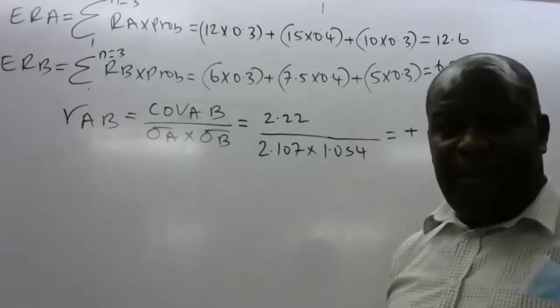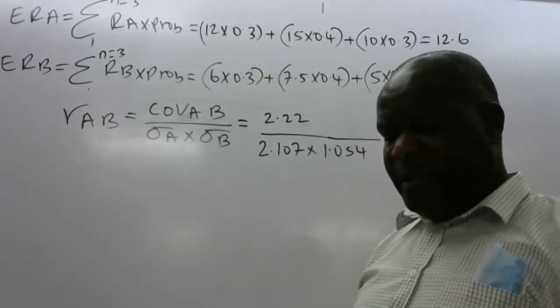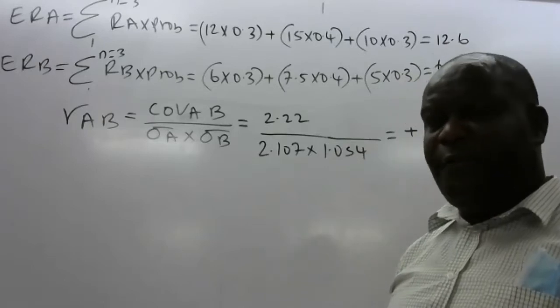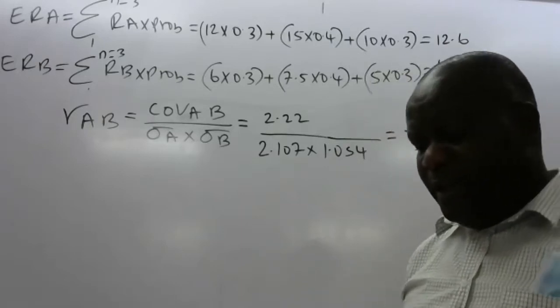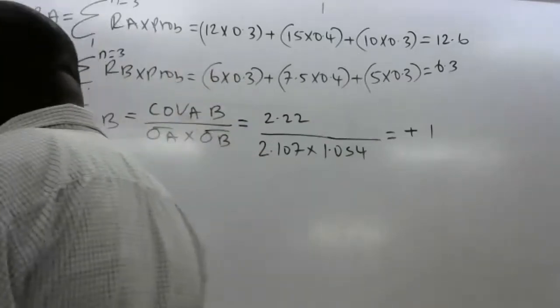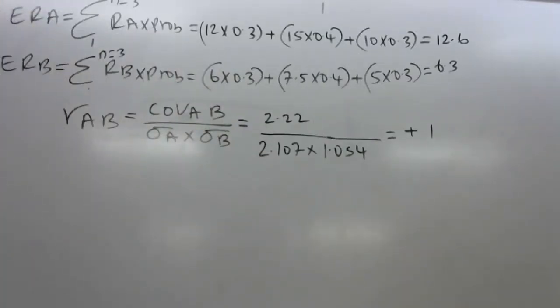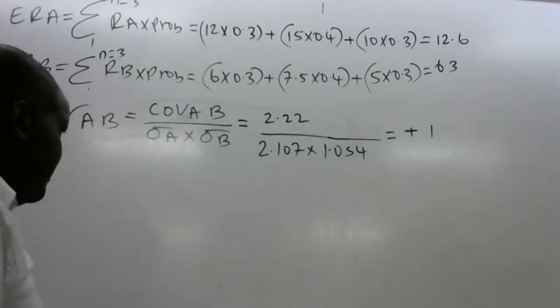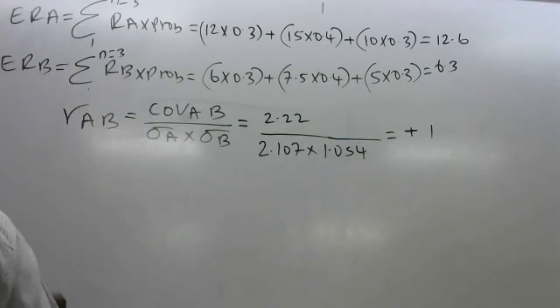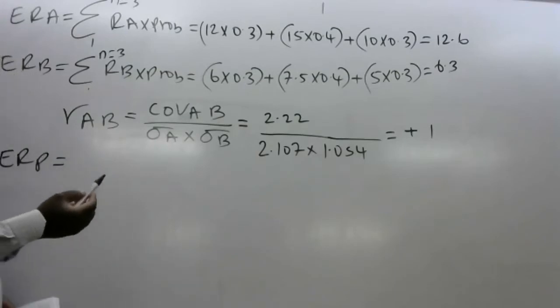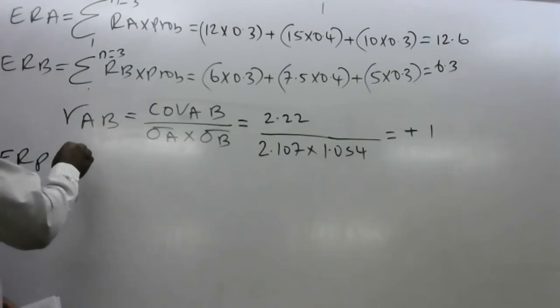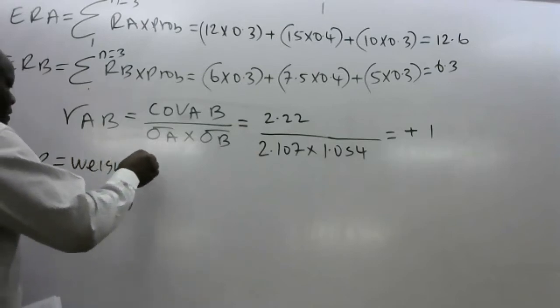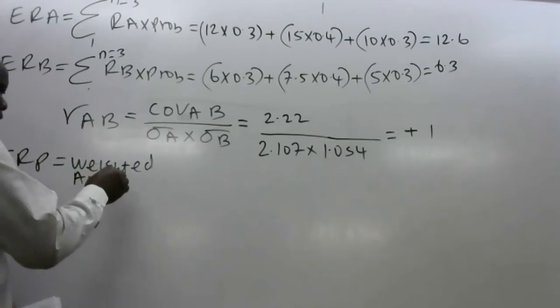Roman letter three, they were saying to determine the expected return of a portfolio consisting of 60% of security A and 40% for security B. So to get the expected return of the portfolio, we need to get the summation. So expected return for the portfolio is the same as the weighted average.